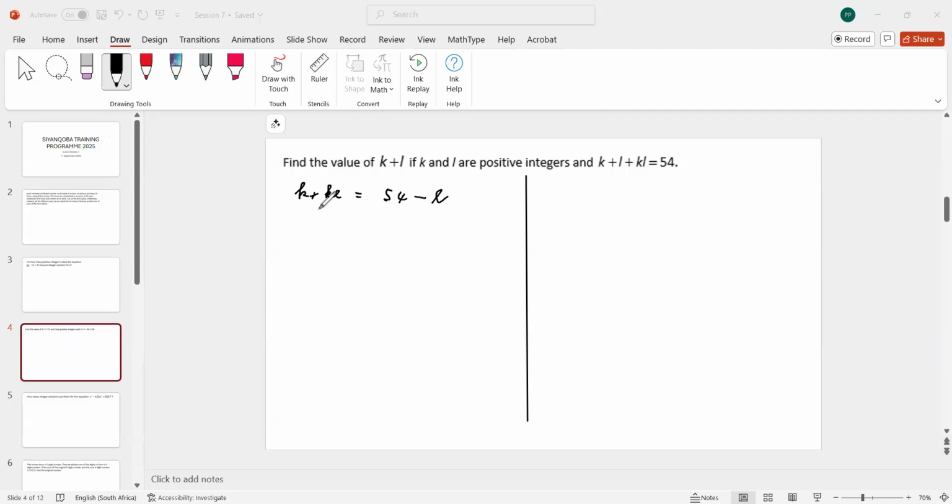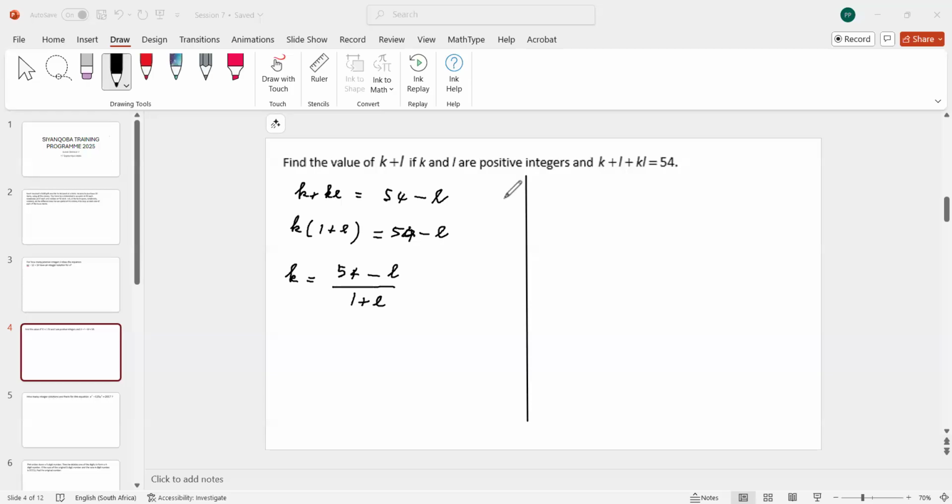This is how you solve equations. Bring all the x's to one side. So here you got k's, and I'm trying to solve for k. Then I get k times 1 plus l. Take it out as one factor. 54 minus l. And then, therefore, I can work out k in terms of l: k equals 54 minus l over 1 plus l.